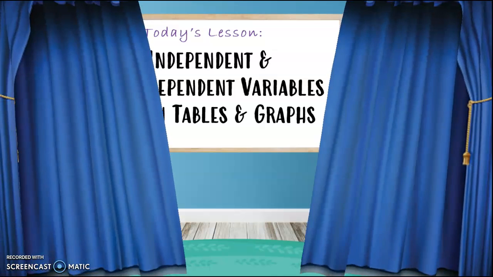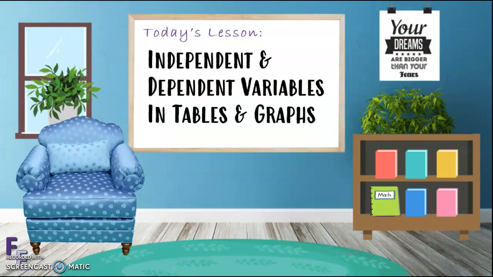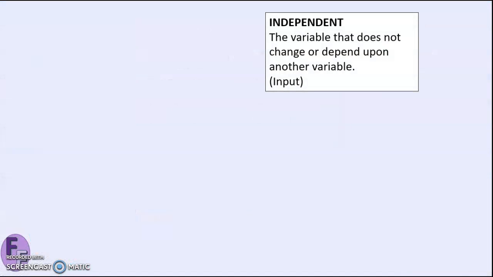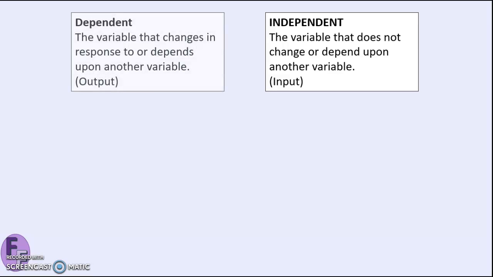Today's lesson, independent and dependent variables in tables and graphs. An independent variable is a variable that does not change or depend upon another variable. It is the input in your table. Where the dependent variable is a variable that changes in response to or depends upon another variable, your output in the table.